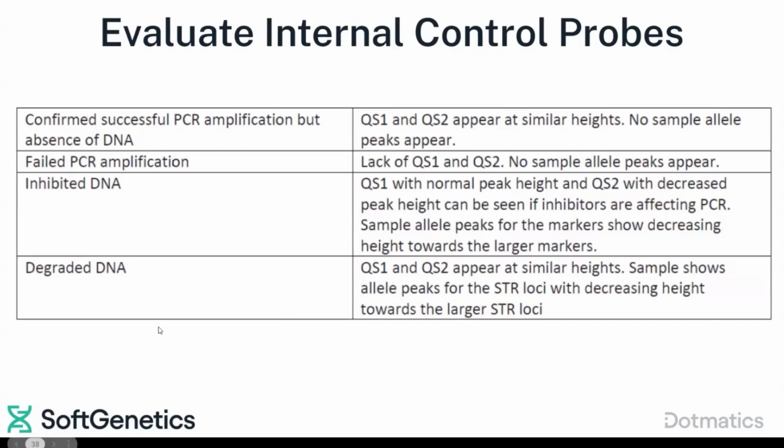And so this is a kind of rubric. A few years ago, someone in Texas did a presentation where they showed that they greatly enhanced the efficiency of their evaluation of what was the problem by using those internal control probes. And so it helps them to differentiate between: was it not enough DNA? Was it a failed amplification? Was it an inhibitor, or was it degradation?